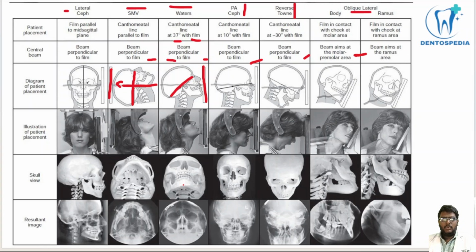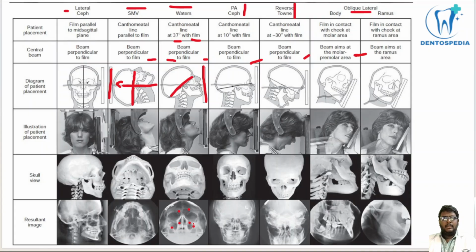And this is the skull view. Okay, here you can see the maxillary sinus, frontal sinus, and sometimes the ethmoidal sinus can be seen. Usually this Waters projection is used for assessing maxillary sinus pathologies.